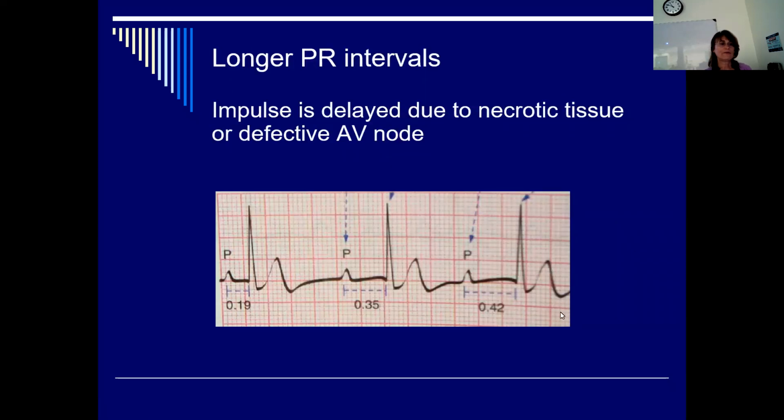And then if you have a really long PR interval, we know that the impulse has to travel through dead muscle tissue and it's going to take longer. So why do we have a longer PR interval than 3 to 5 little boxes? We know that the conduction is going through infarcted tissue or dead tissue. So necrotic means dead.